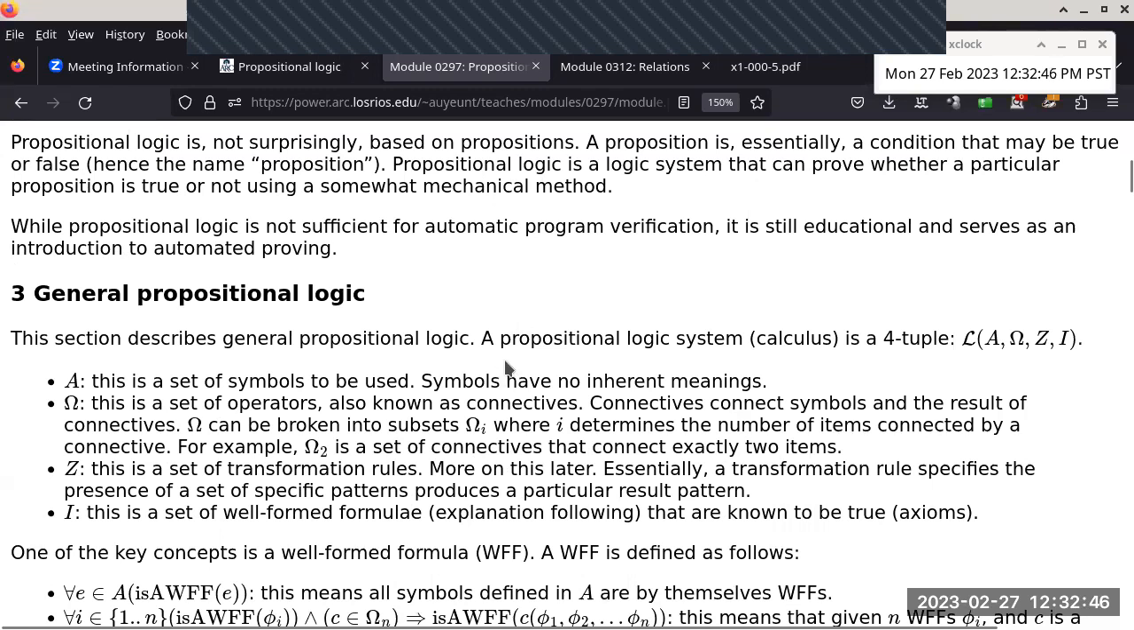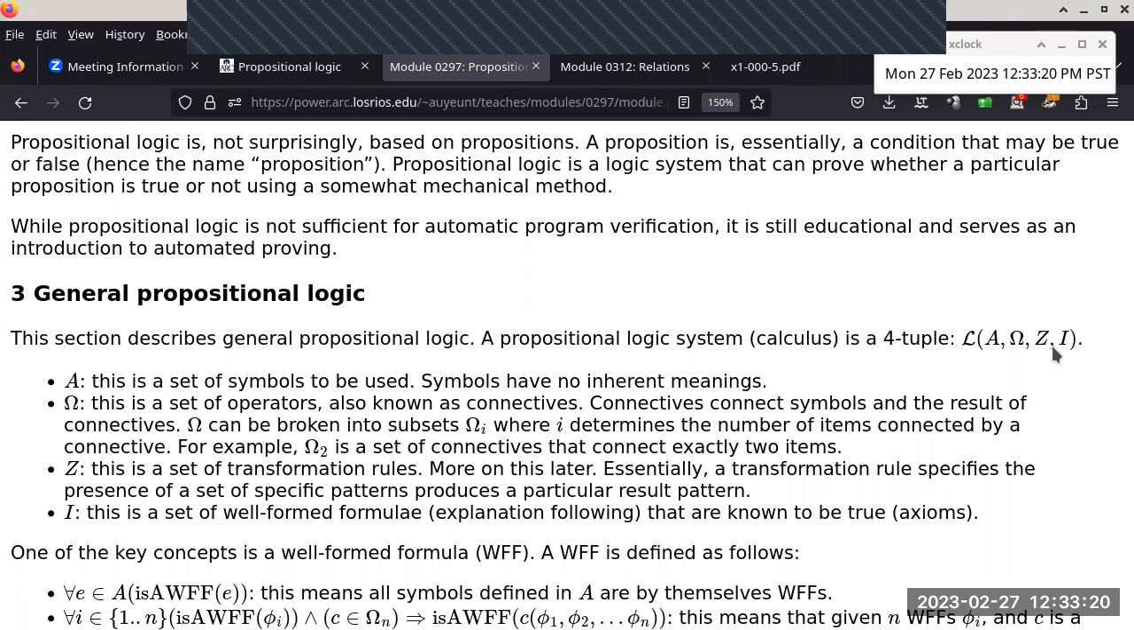So the first thing is a propositional logic system, or calculus, which means it's just mechanically doing things. There are certain rules, and then there are certain representations, and this is the system. It is by itself a 4-tuple. This is lambda, I believe. These are all uppercase Greek letters. The first one is alpha, the second one is omega, this is zeta, and this is iota. But if you prefer to call them A, omega, Z, and I, that's perfectly okay with me.